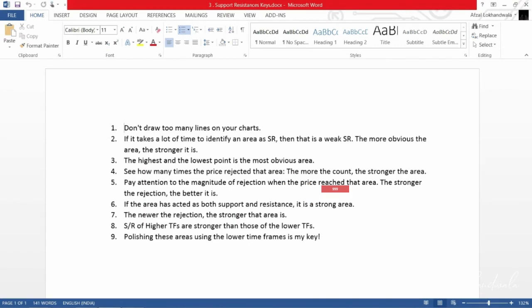In the next video, we will discuss a few more examples where we will draw these areas, keeping these points in our minds.